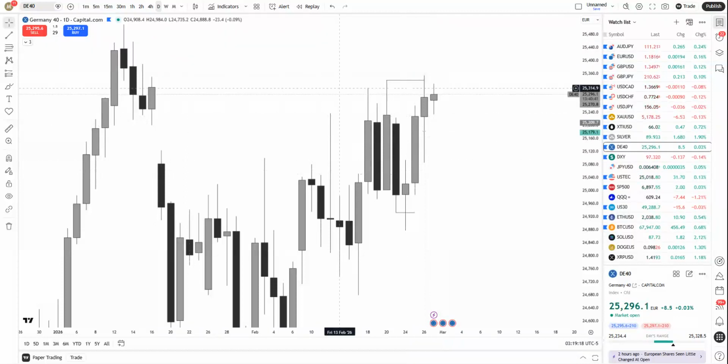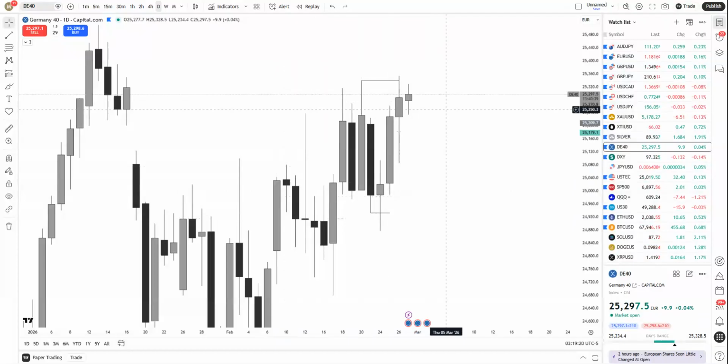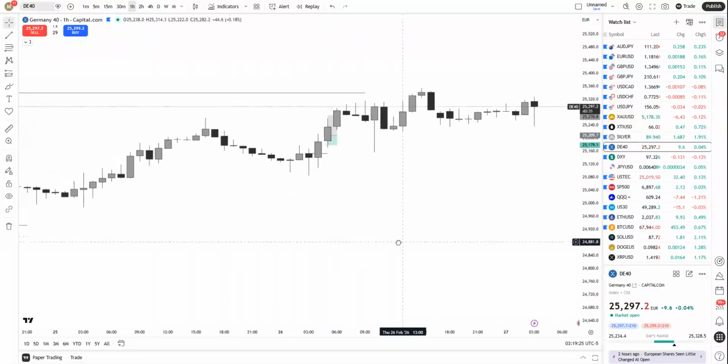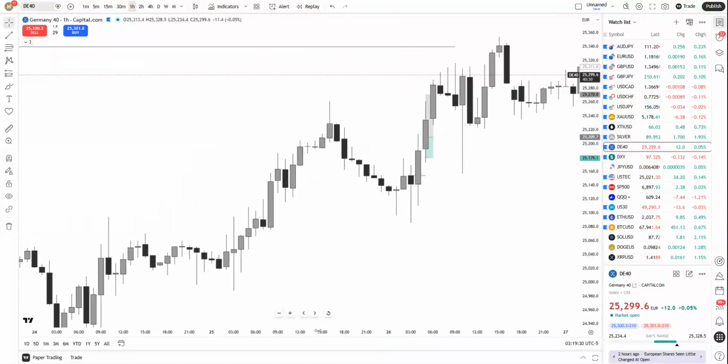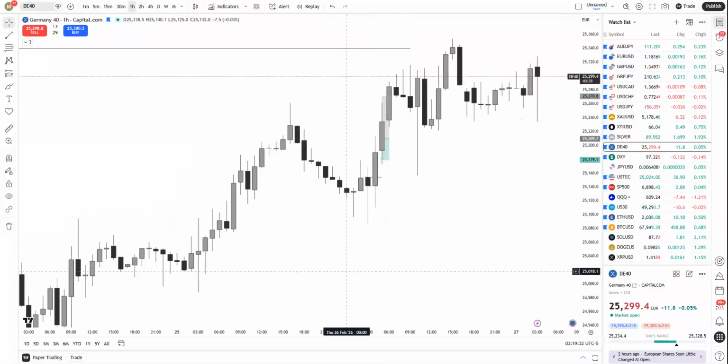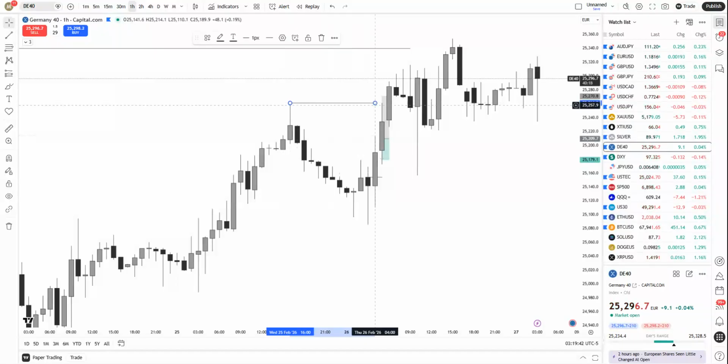After I've got my general bias, I'll then drop down to the 1 hour. I'm going to keep it real simple, because it is actually extremely simple. So that was the high of my main draw, where I was wanting to see a reaction and see if price was going to push in that direction.